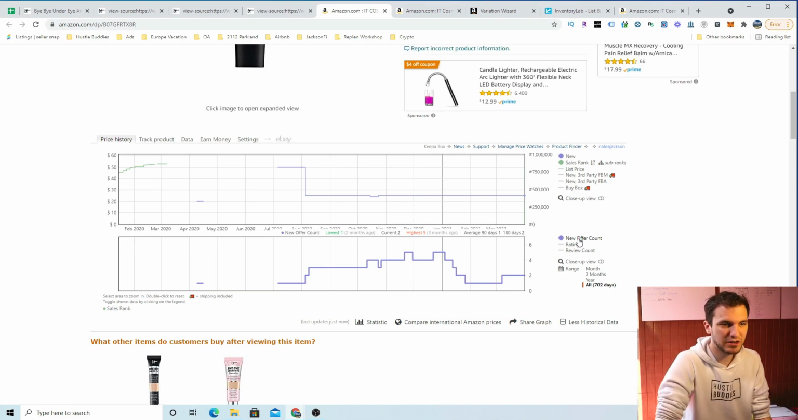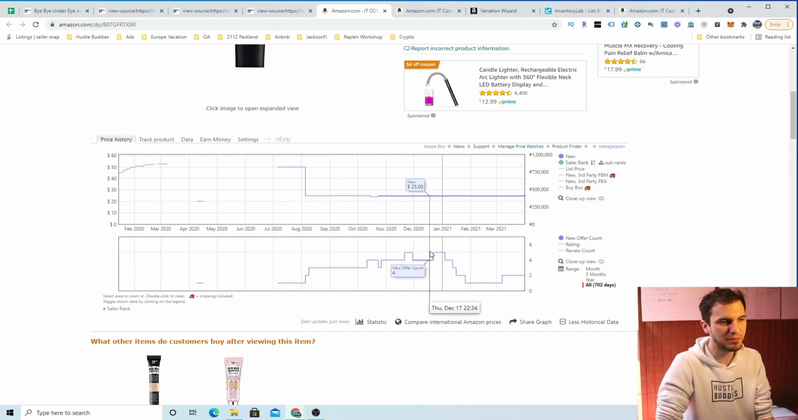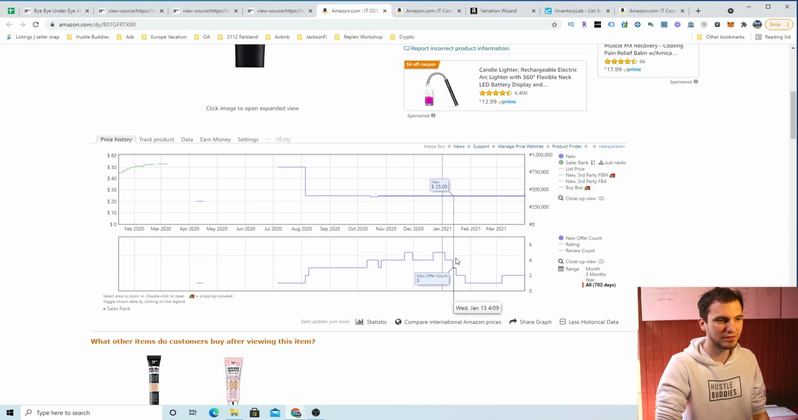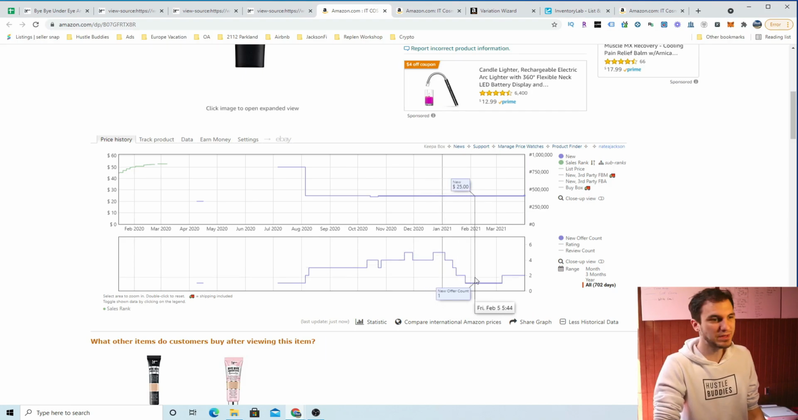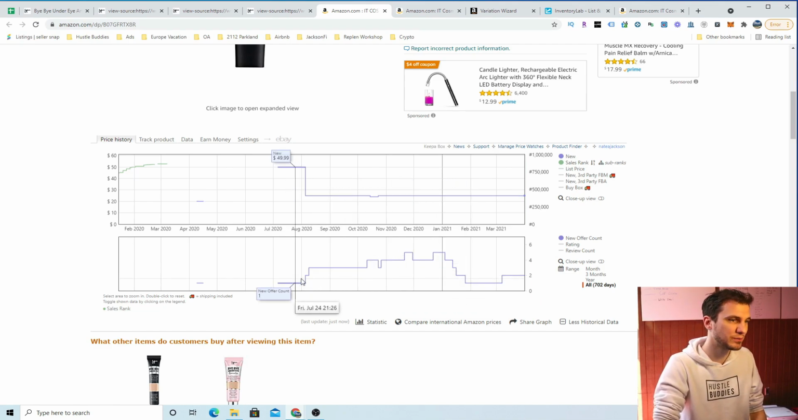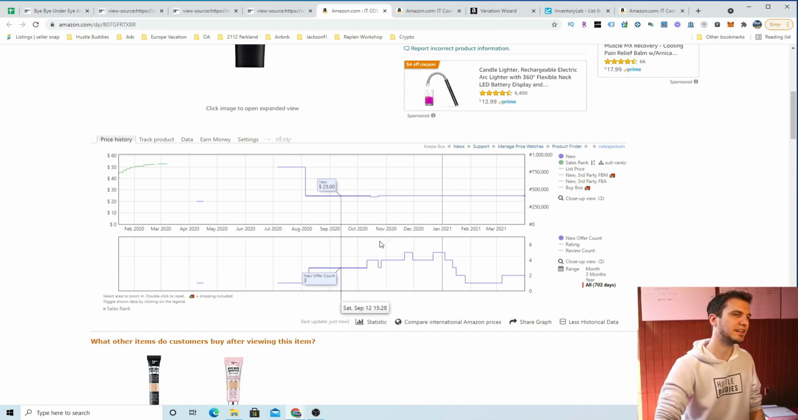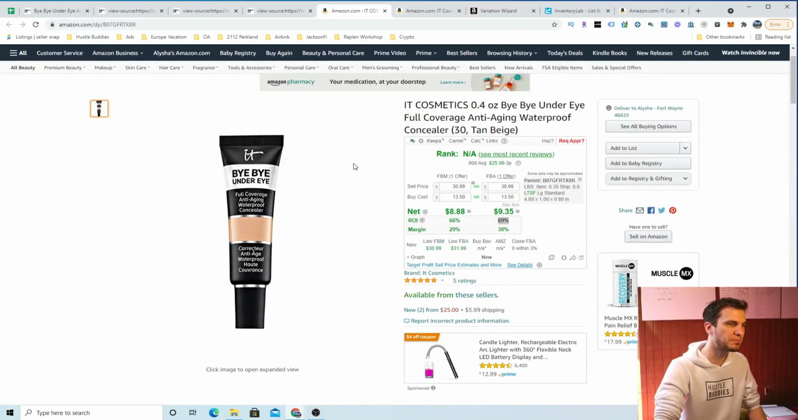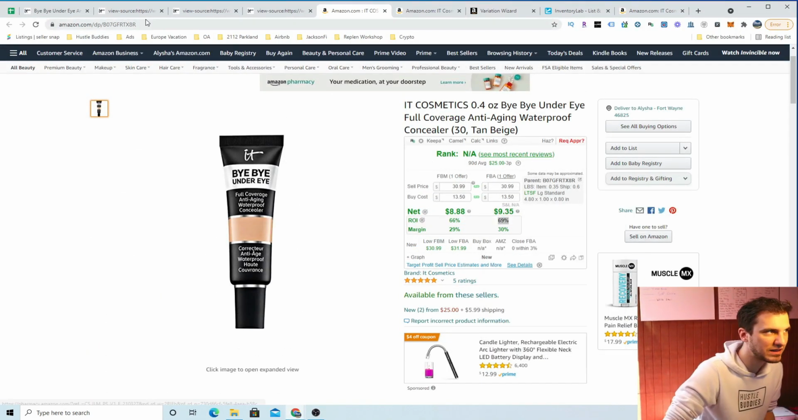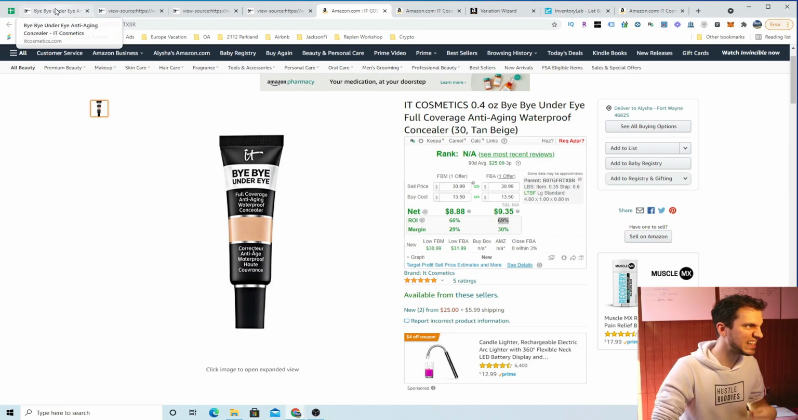The other thing that I notice is the number of sellers going up and down. So if in December and January there's 5 sellers, and then all of a sudden there's 1 seller, what happened? Probably 4 of these sellers all sold out of their inventory. That, to me, makes the most sense why the number of sellers is going up and down. Okay, so it looks good here. We're making good profit. Let's see if we can make it any better.